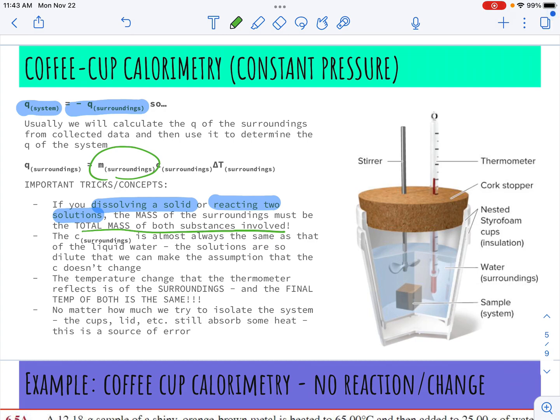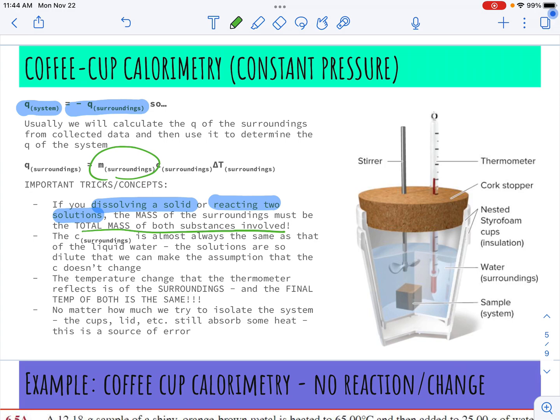Remember also that the thermometer is reflecting the change in the temperature of the surroundings, and that if you have something hot that you drop into your calorimeter, the final temperature of the mixture of the two things that you put together will be the same. They will exchange heat until their temperatures are identical. So they might have different initial temperatures, but they will definitely have the same final temperature.